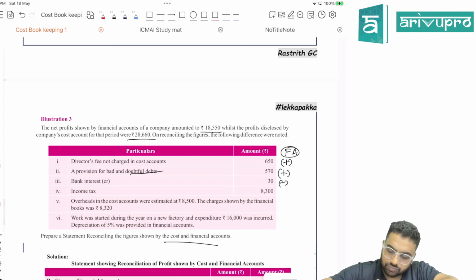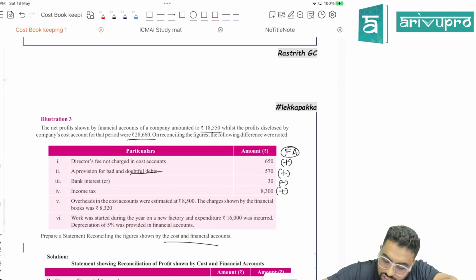Yes, sir. Income tax. You showed it as an expense in your finance book, sir. Because of which your profit decreased, sir. But in cost accounting, nothing happened to profit. So whenever you decreased, add it back so that you will come in par with the cost accounting.